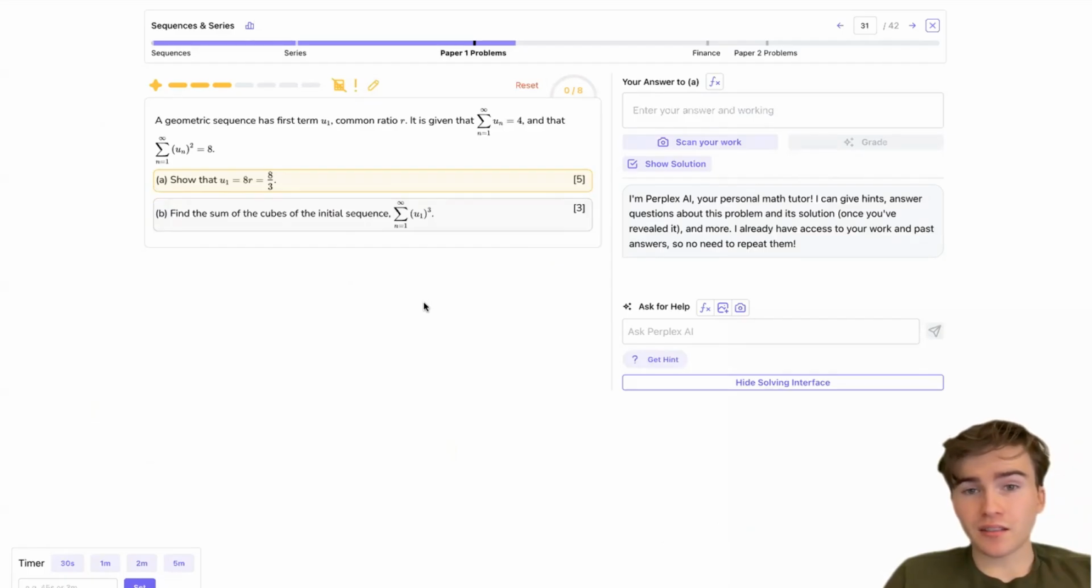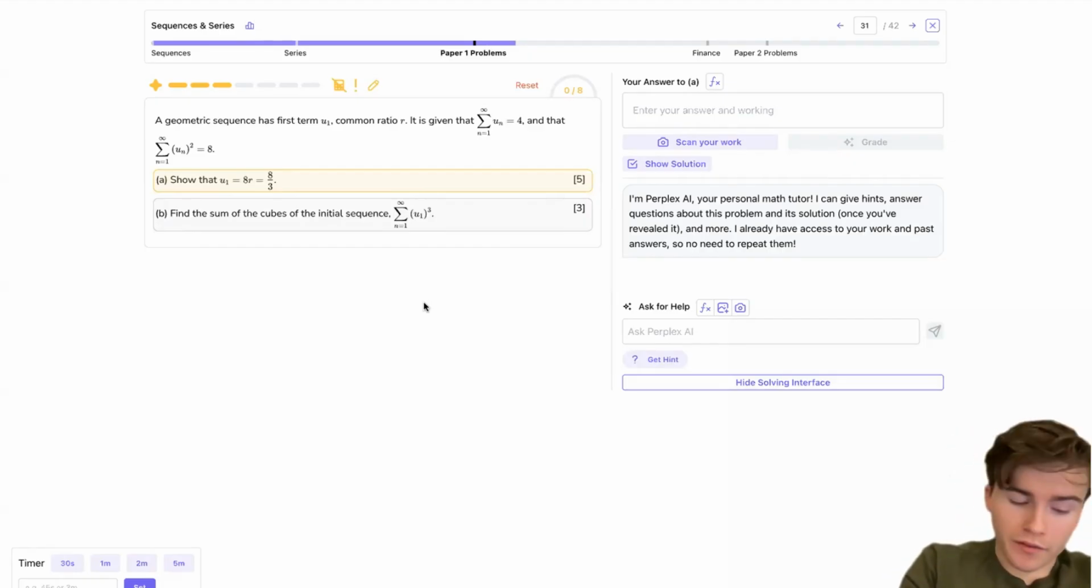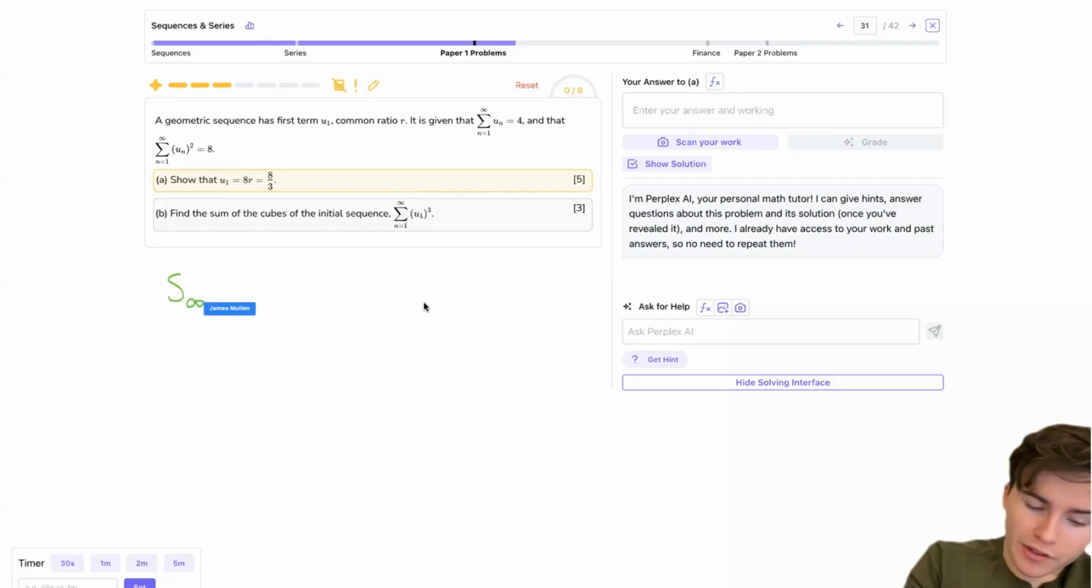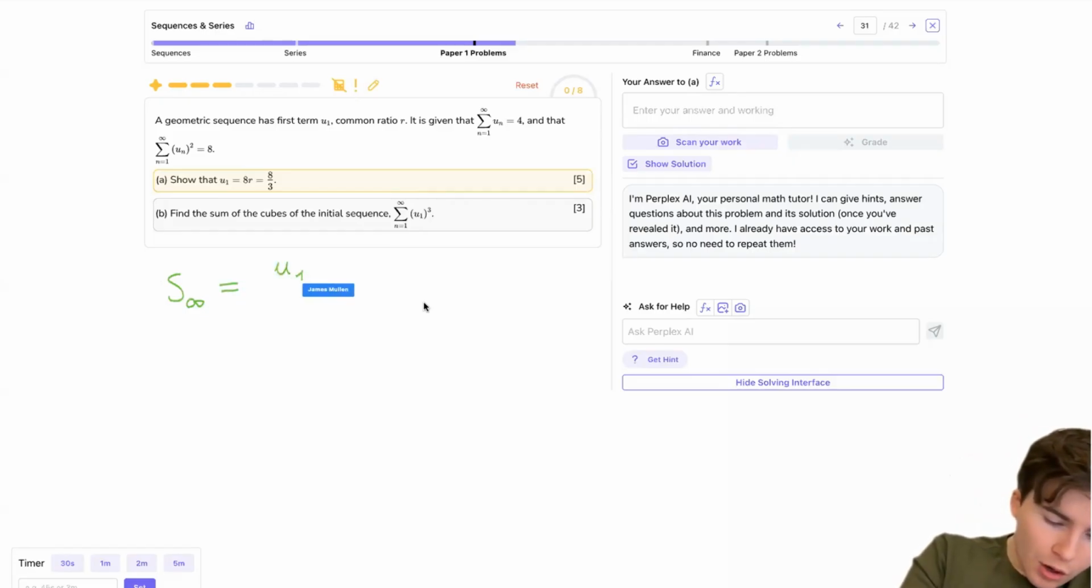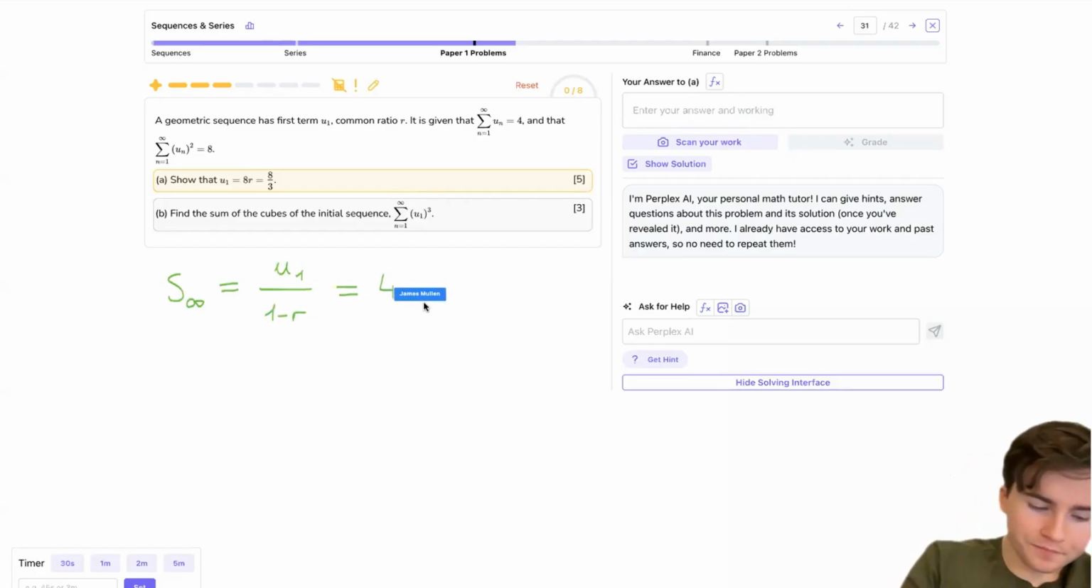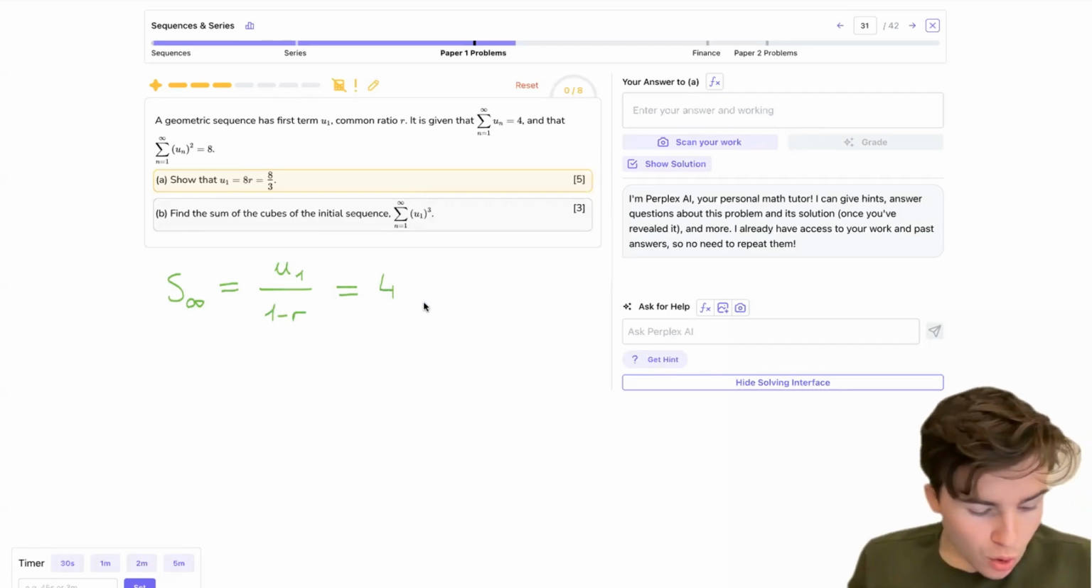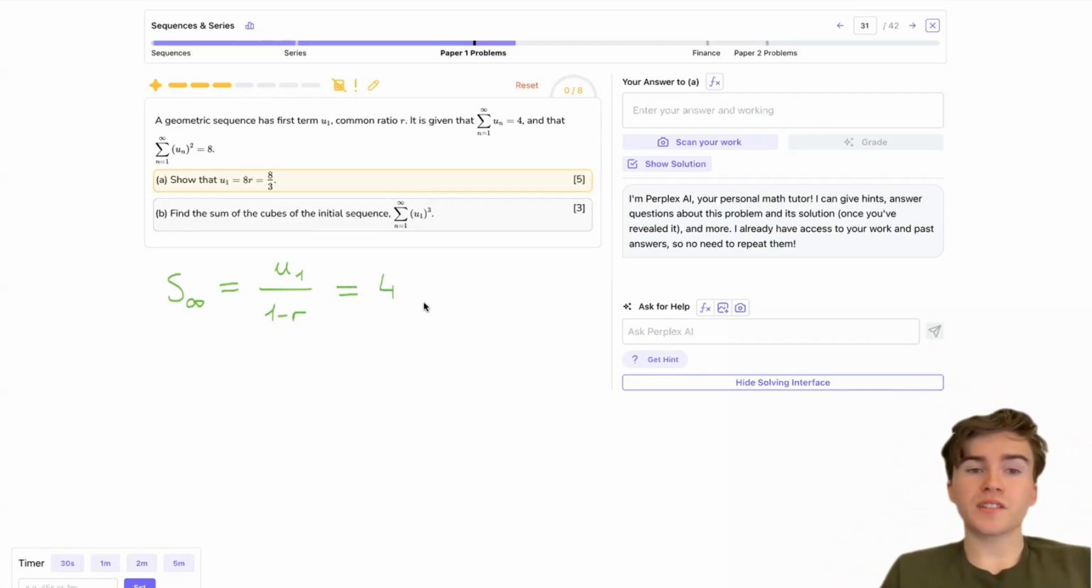So I have a geometric sequence with a first term of u1 and a common ratio r. And I'm given that the sum from 1 to infinity of un is 4. Now, the sum from 1 to infinity is just S infinity. There's nothing really complicated happening there. And that is u1 over 1 minus r, and that's equal to 4.